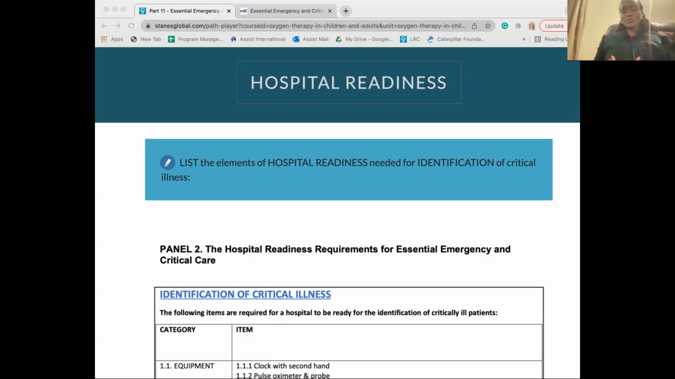List the elements of hospital readiness needed for identification. So what do you need to identify these patients? We can go down.